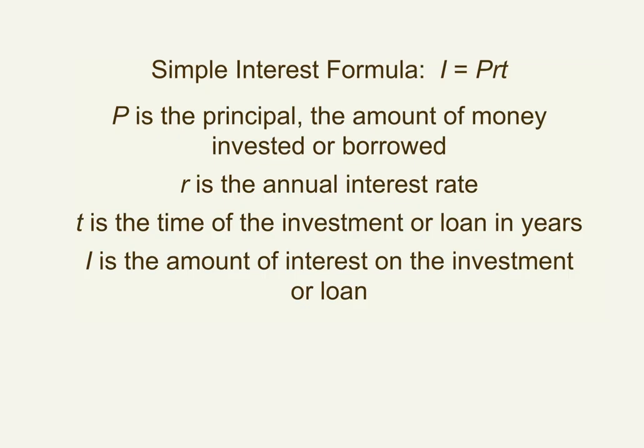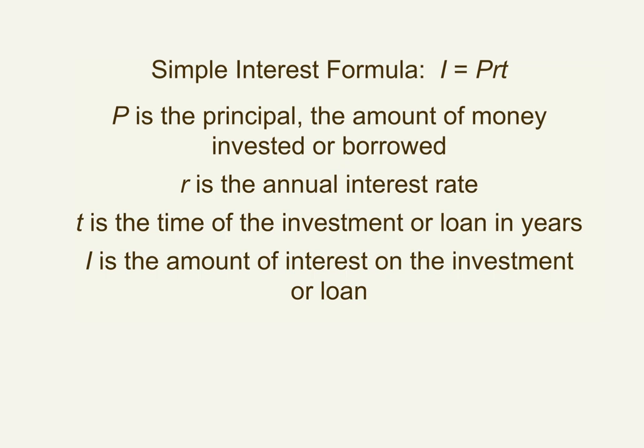The next type of problem you can run into with these are simple interest formulas. So when you look at this simple interest formula, the first thing you want to look at is the principal, that P is the amount of money that you are borrowing. R is the annual interest rate. T is the time of the investment. And I is the amount of interest that you are going to either get or borrow on a loan.